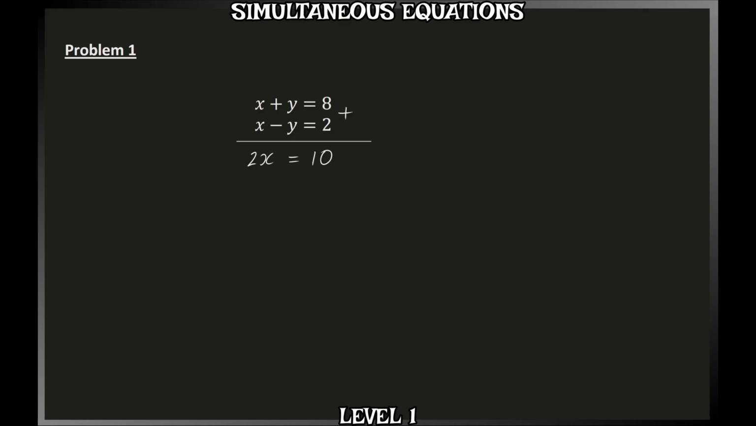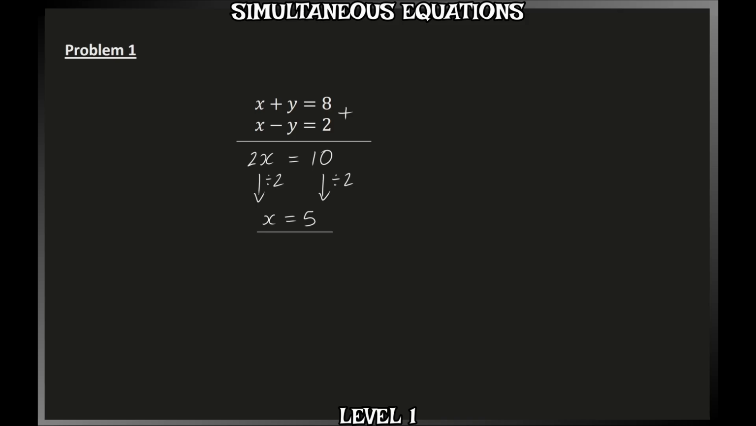We can now solve this equation to find x by dividing the left by 2 and doing the same on the right. On the left, the times 2 and the divide by 2 cancel out to leave us with x, and on the right, 10 divided by 2 gives us 5. So x equals 5 is the first part of our solution.